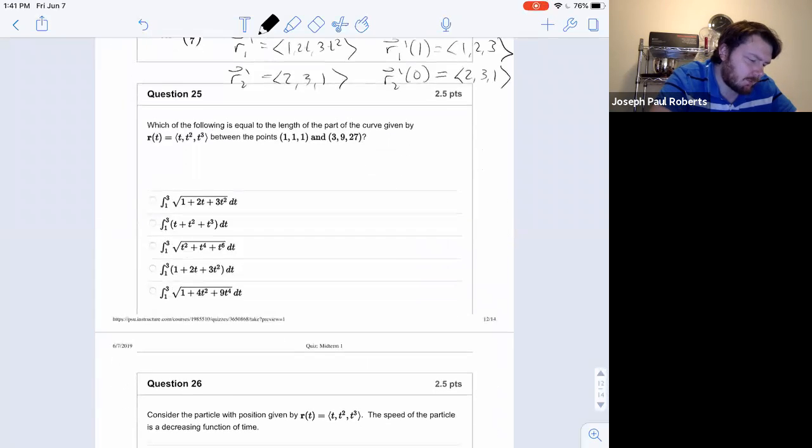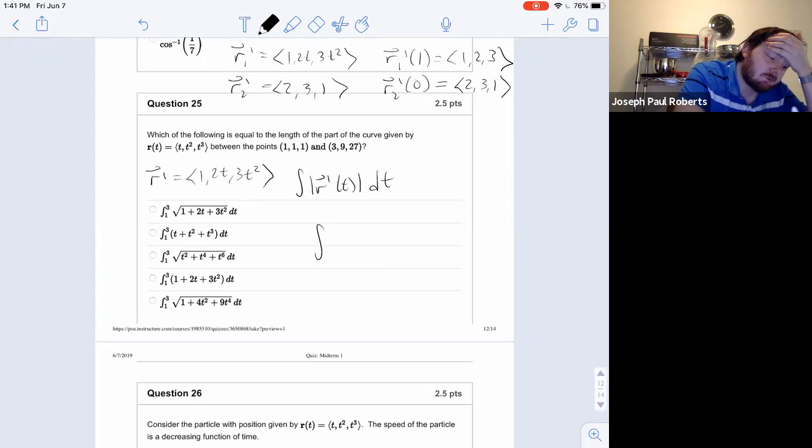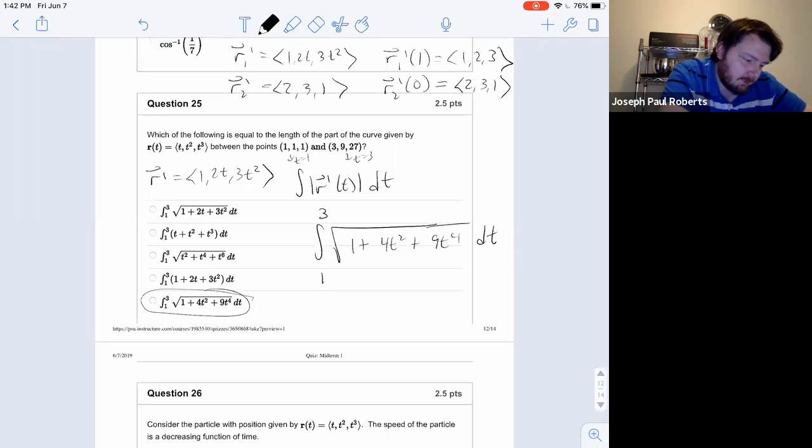Which of the following is the length of the part of the curve between those 2 points? So arc length, remember, is an integral of the length of r prime of t. So this is the same r that we dealt with before, but whatever, it takes 2 seconds to take the derivative. So we're doing the integral of the square root of 1 plus 2t squared, which is 4t squared, plus 3t squared squared, so 9t to the 4th. And then, at that stage, it's pretty clear that it has to be that, but you can figure out that that corresponds to t equals 1 and t equals 3, so those are your limits of integration.